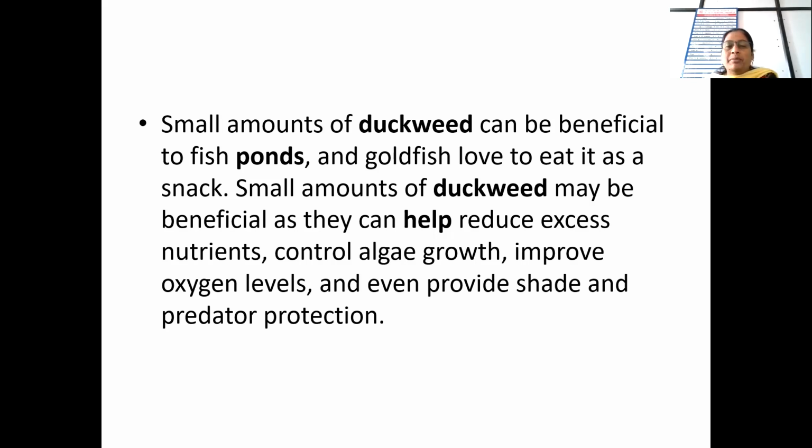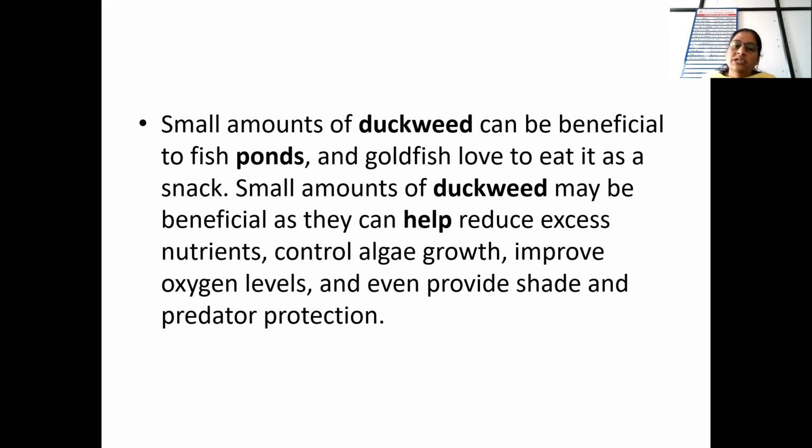Okay, so what happens if it is allowed to grow entirely and covers the entire area? In that case there will be no penetration of sun radiation, as well as no penetration of atmospheric oxygen, and there will be no growth of aquatic plants and aquatic animals. That will be one issue. But if it is a controlled duckweed plantation, it will be very beneficial.